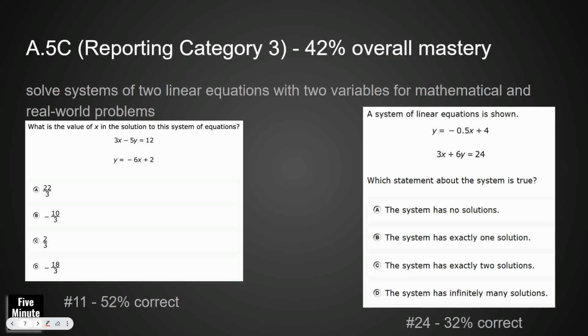Next, we're looking for 8.5c. We're looking for solutions of linear equations. All right, and as you could tell, we did okay on number 11. Look at number 11. Number 11 is set up for substitution. So it's set up just like that. So we're just going to go ahead and plug in that negative 6x plus 2. We're going to put that into the 5.